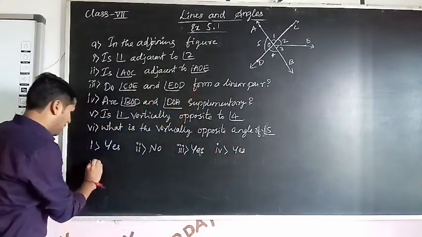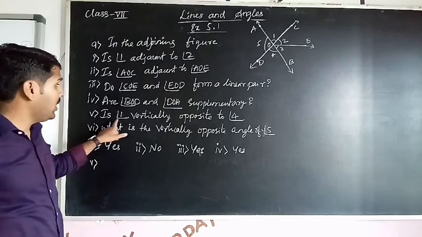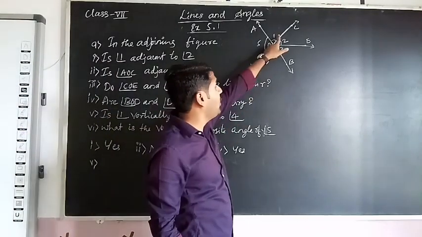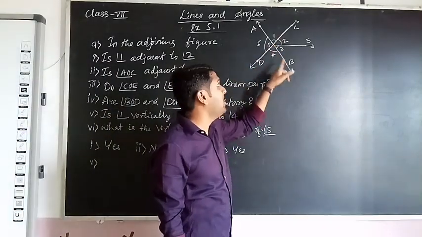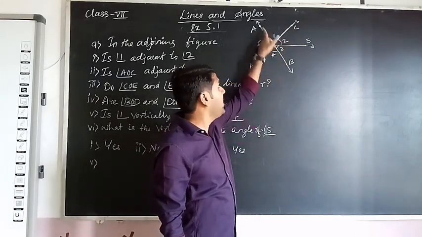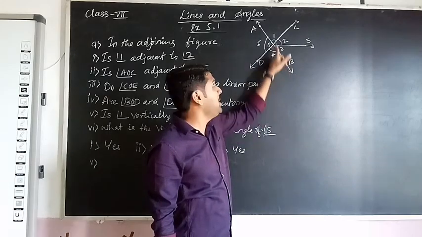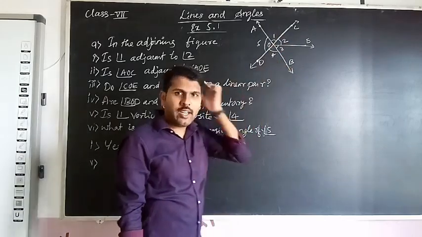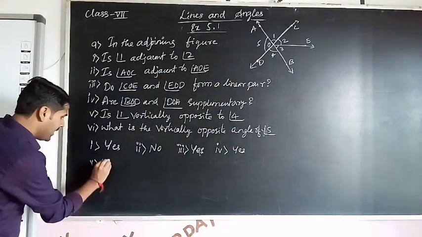Next, the fifth one: is angle 1 vertically opposite to 4? Yes. Why? Because OC is opposite to OD, and OA is opposite to OB. That means angle 1 and 4 are vertically opposite angles. So the answer is yes.